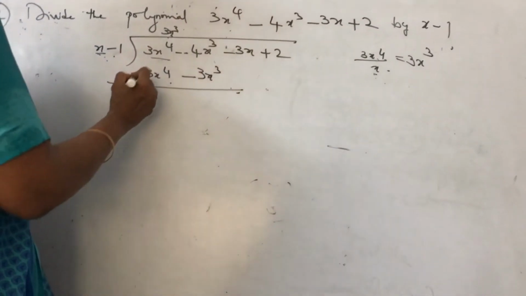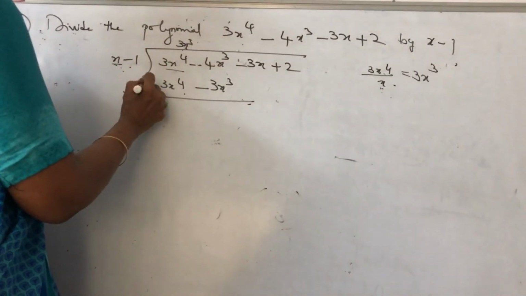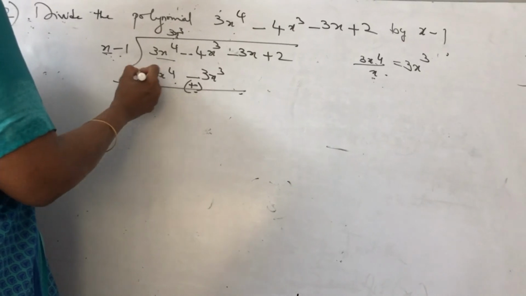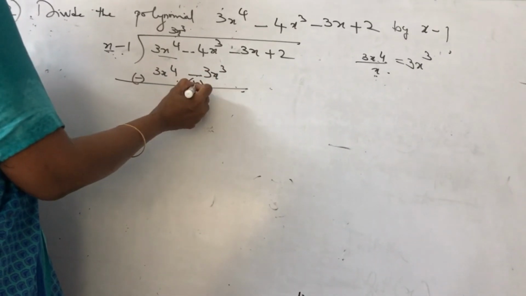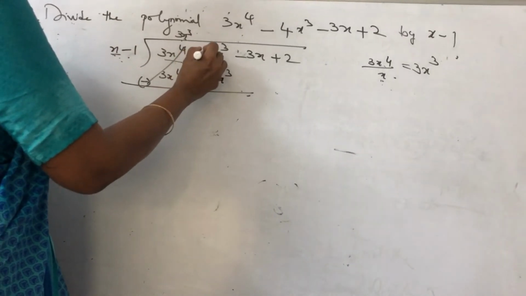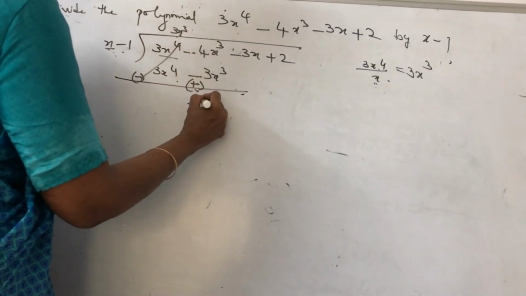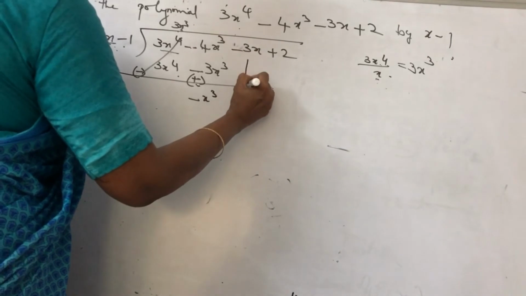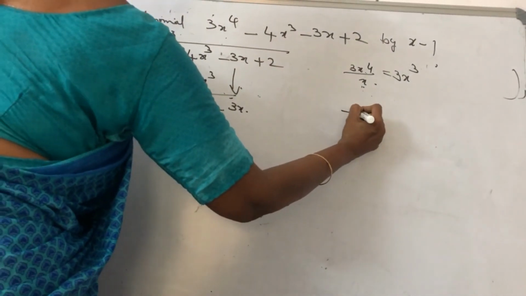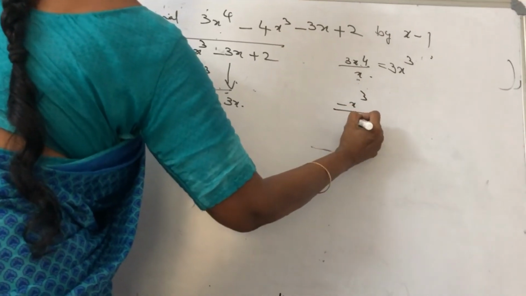The next step is subtraction. You know what is subtraction? Change of sign. Plus becomes minus, minus becomes plus. You can cancel these two. What is minus 4 plus 3? Minus x cubed. And bring down the next term. Follow the same method, children. Minus x cubed by x.